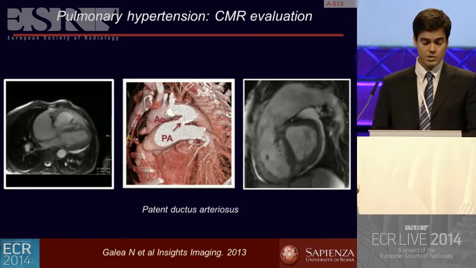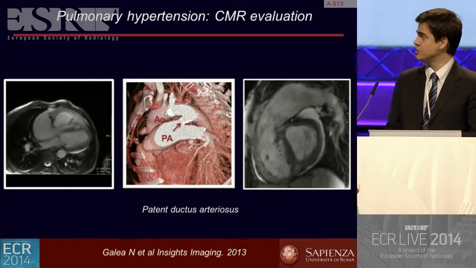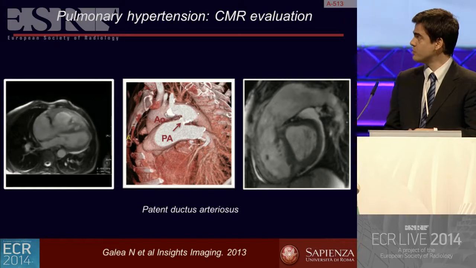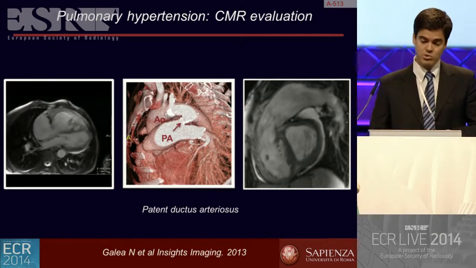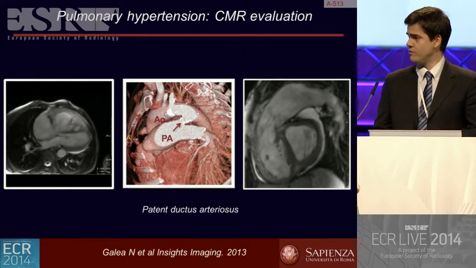Another patient, in this case we knew that he had pulmonary hypertension. It was depicted initially with CT, and we also did MR. You see an extremely large right ventricular cavity with some eccentric hypertrophy. Ejection fraction is reduced here, and there is a continuation between the pulmonary artery and the aorta, and this is a patent Botallo, published by my colleagues Galea and Franco Iafrate in 2013.